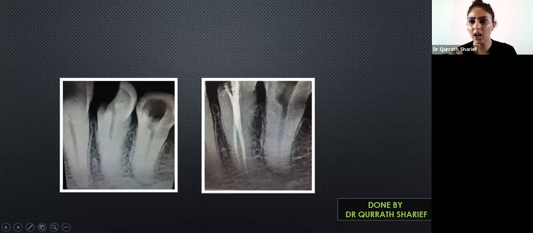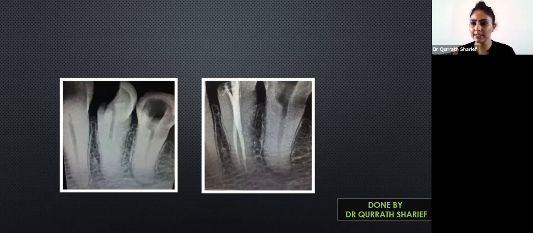I could feel something very hard, some very hard obstruction. I thought it might be calcified. Then again I tried, again I was unable to do it. Then I realized I might need to extend the access. What I did is I extended the access more buccolingually. So once I extended more, I took a stainless steel file, I pre-curved it. I took an 8 size K file, pre-curved it, and I placed one file touching the buccal wall. And then I took another 8 size K file, I again pre-curved it, and I placed it into the lingual canal, touching the lingual wall.